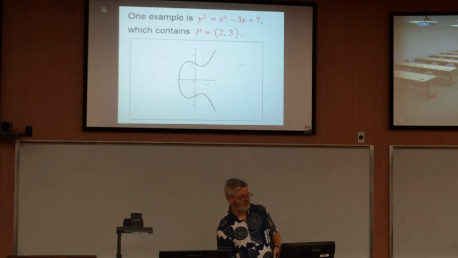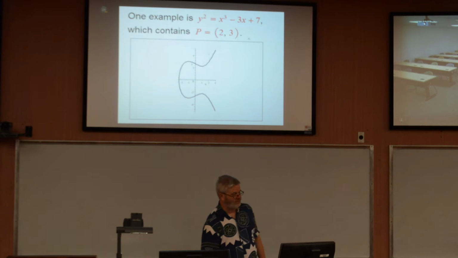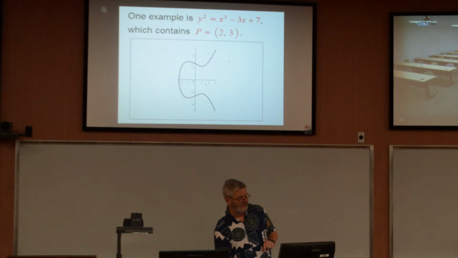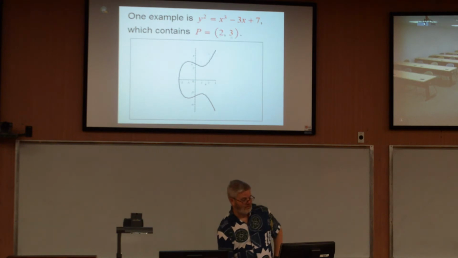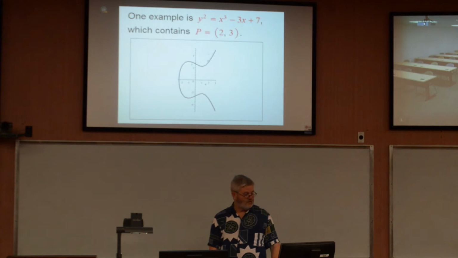So here's an example: y squared equals x cubed minus 3x plus 7. Check to see if this point is actually on this curve. If you plug 2 in for x, you get 2 cubed is 8, minus 6 is 2, plus 7 is 9. And if you plug 3 in for y and square 3, you get 9. So you get 9 on both sides, so 2, 3 makes the equation true. That's going to be one of the points, and you can see it here. 2, 3 is about right here.